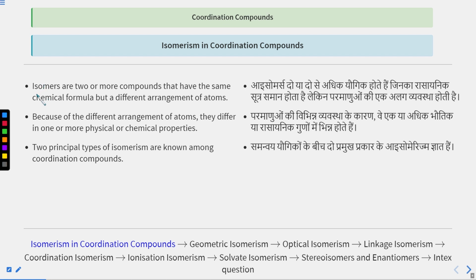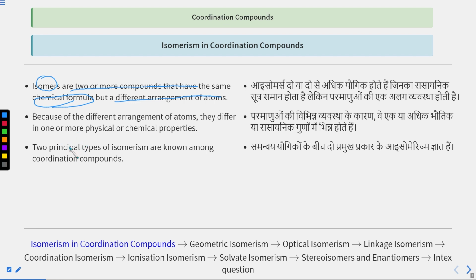Isomerism, as I said just now, is a property not of a single compound, but with respect to some other compound, and those sets of compounds are called isomers. So isomers are two or more compounds that have the same chemical formula, but a different arrangement of atoms. We'll see an example so that we can get a clearer picture.